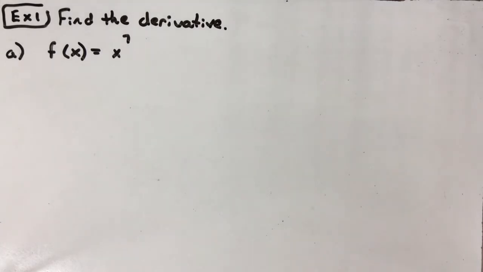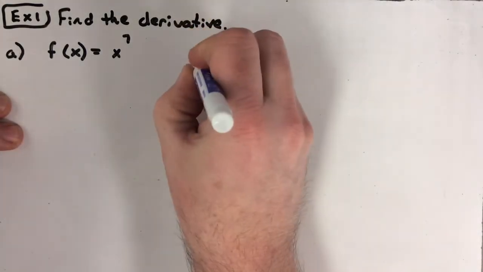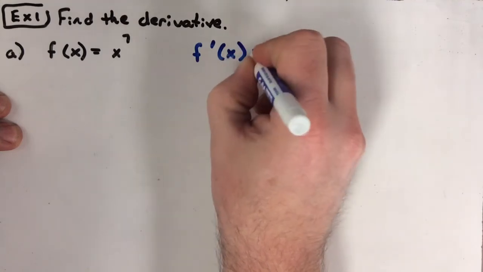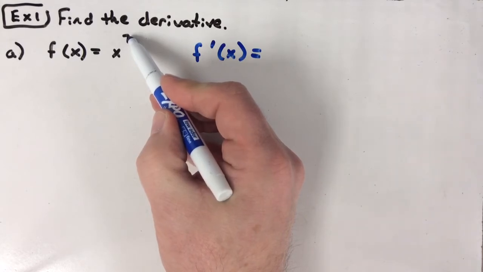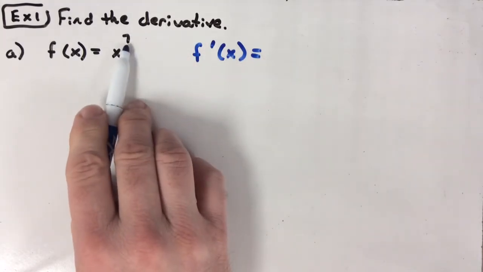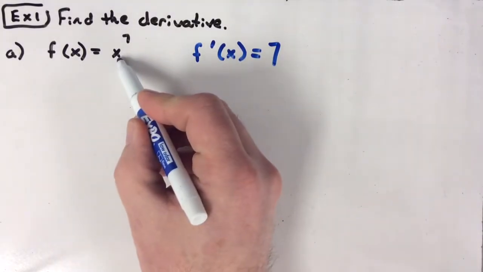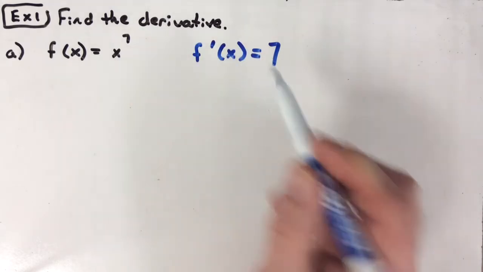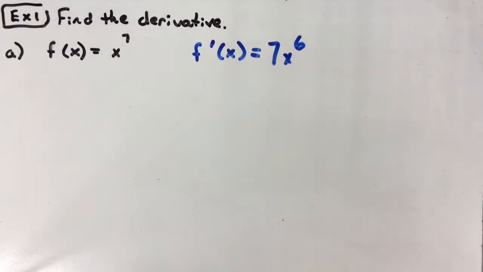Find the derivative. All right, so when you go through and you find the derivative, you're going to be calculating f prime of x. And again, if you have a variable raised to a real number power, you simply take your real number and you put that in front. So that's going to be a 7. And then we still have x as the base of our exponent, but we need to reduce the exponent by 1. So that's going to be to the 6th power. And that's our answer. That's it.